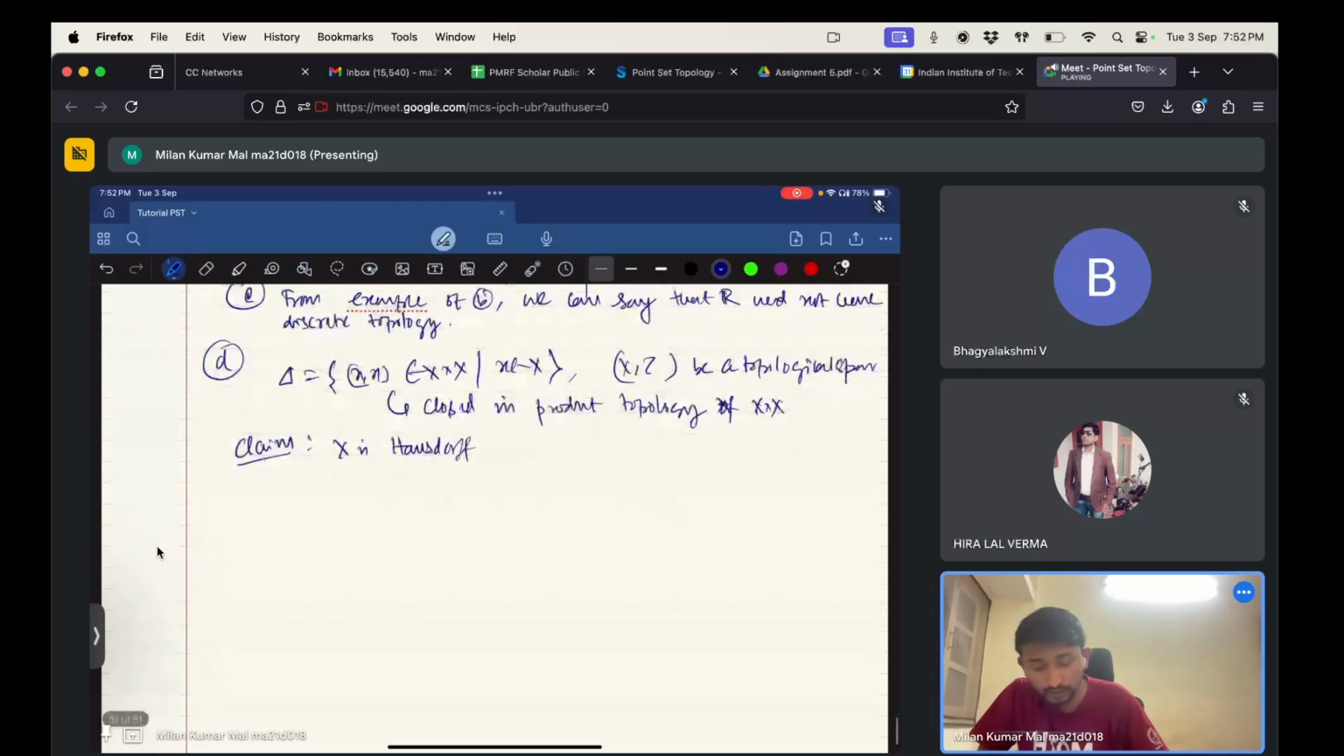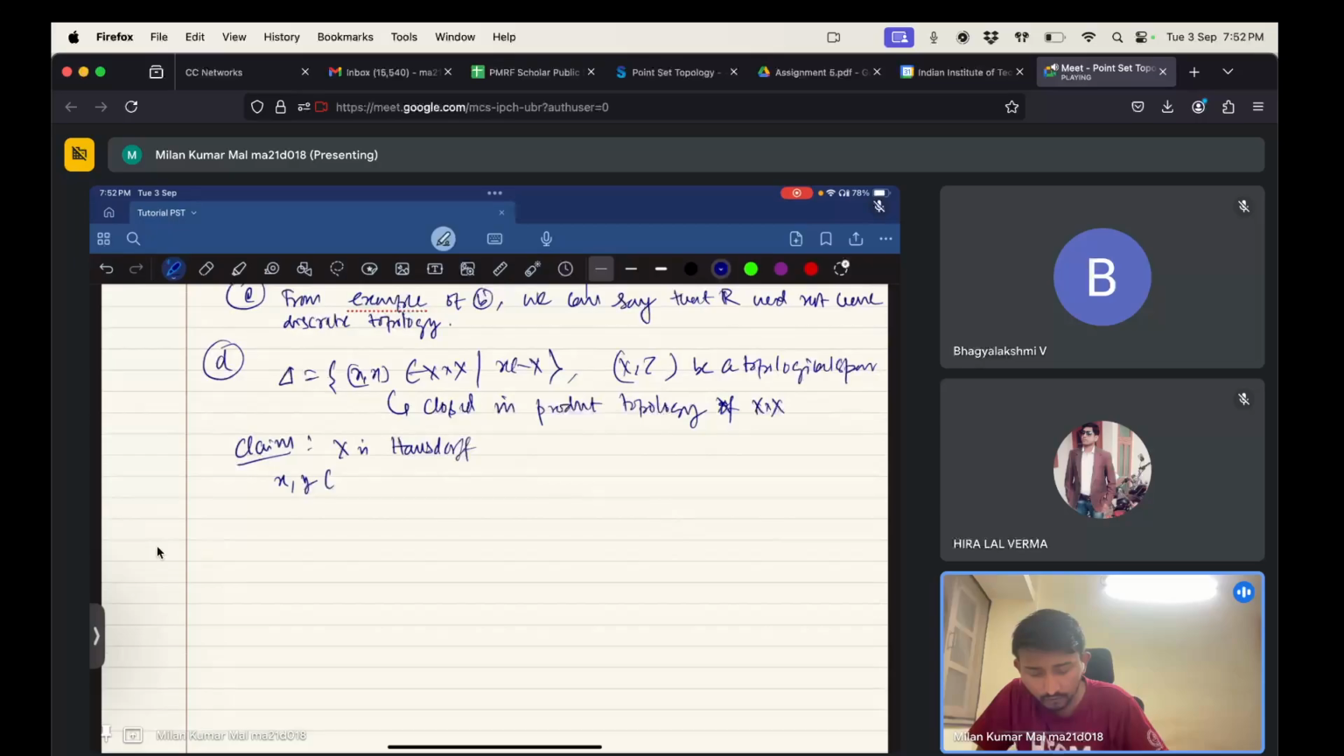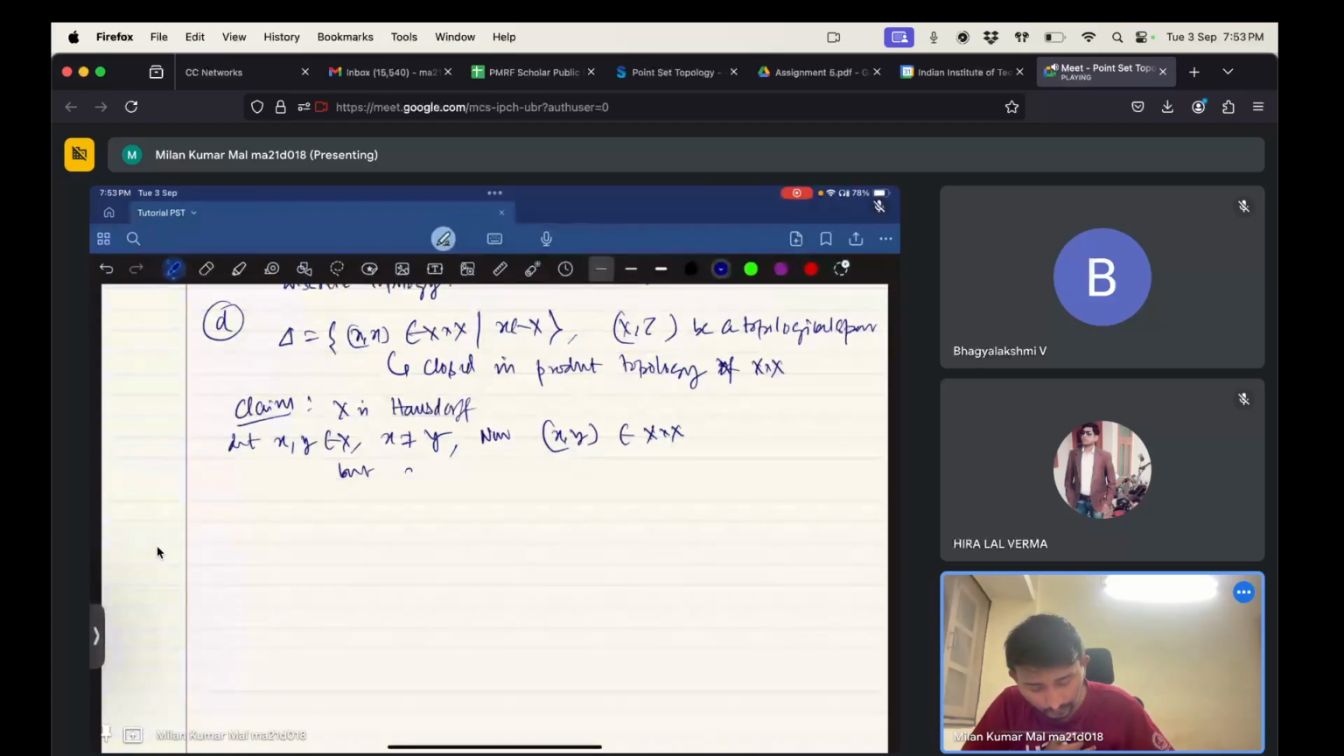Okay. How will I prove that? Let's take two points x and y coming from X, and x not equal to y. Then we have to show that there exist two open sets U and V containing x and y respectively that are disjoint. That I need to prove. Okay. Now (x, y) is sitting inside X cross X, but (x, y) is not sitting in delta.